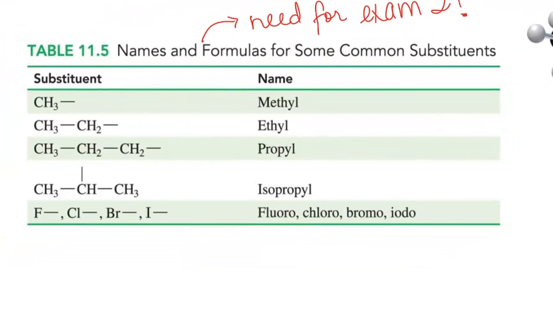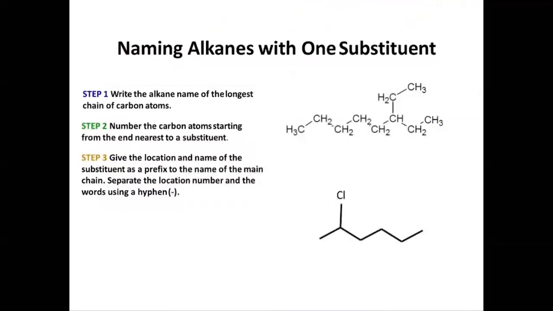And lastly, if we have a haloalkane or an alkyl halide, meaning that we have halogens as substituents, as you can see, fluoro is for fluorine, chloro is for chlorine, bromo is for bromine, and iodo is for iodine. Okay, so we're going to go step by step when it comes to naming. The first thing that we're going to learn how to name is, what if I have an alkane with 1 substituent? Okay, it doesn't matter what functional group we're trying to name, you guys.